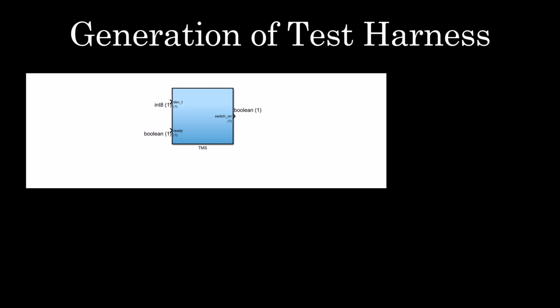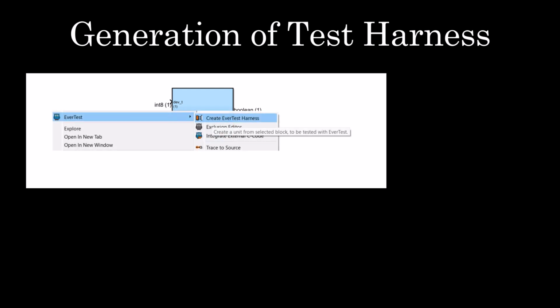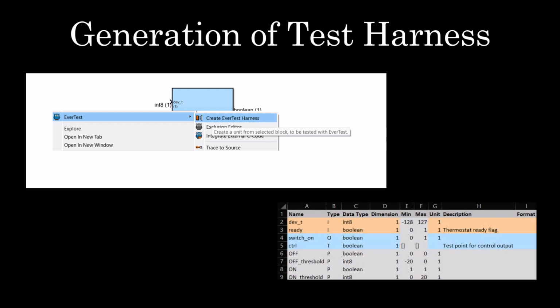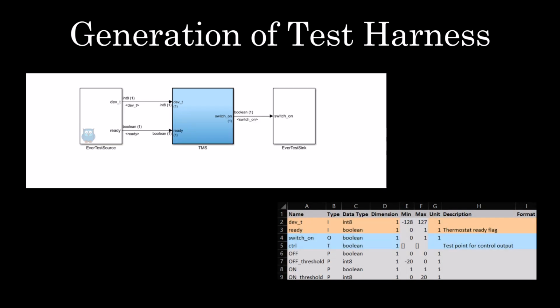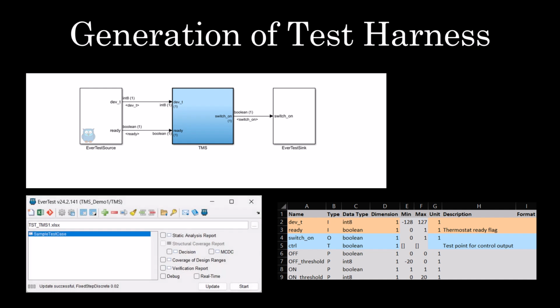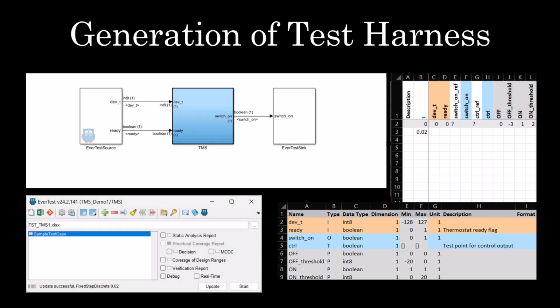The test harness can be generated automatically for any existing subsystem. Please use the EverTest context menu over the subsystem and click on Create EverTest Harness. EverTest recognizes the interfaces and inserts and connects the EverTest source and sink blocks. The EverTest user interface and the related test specification file are opened, and you can start the unit testing right away. Please see the EverTest help for more options and API support.